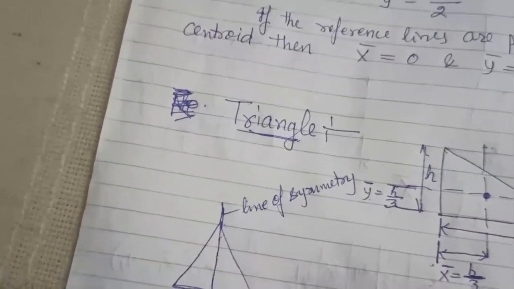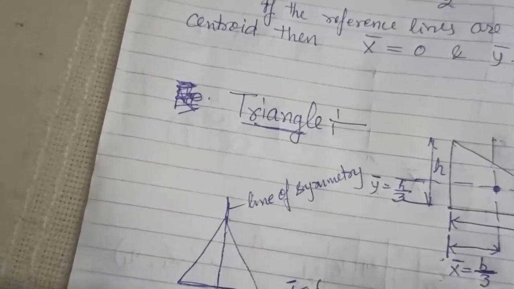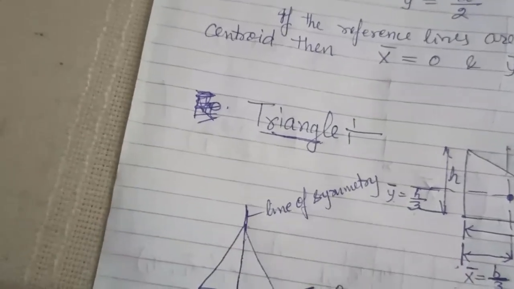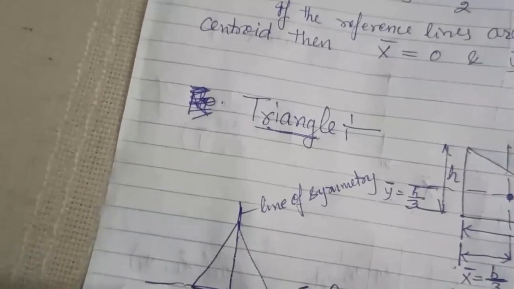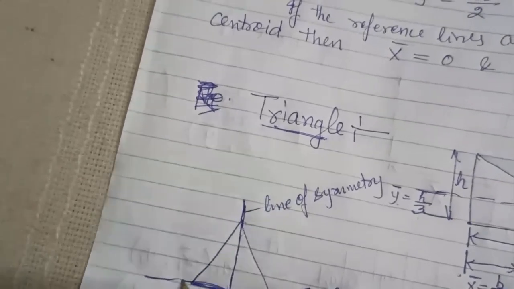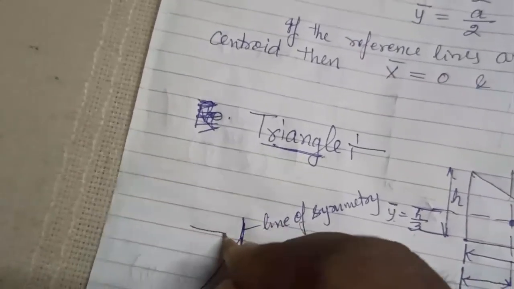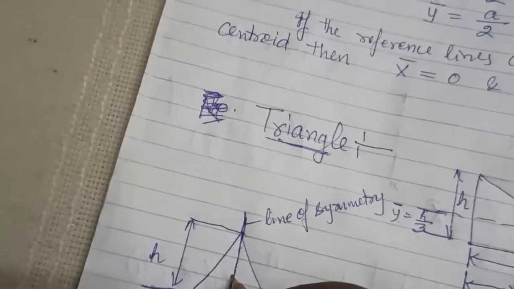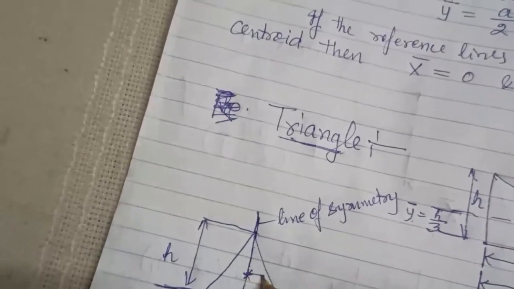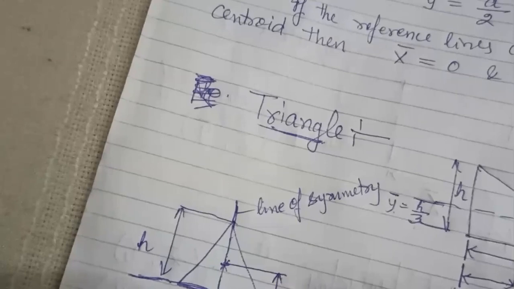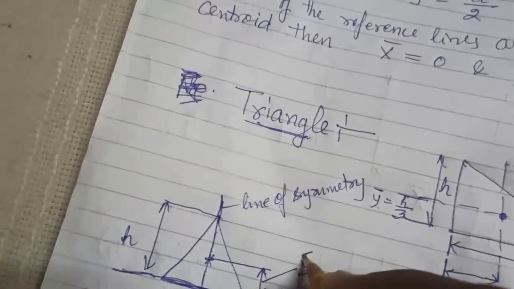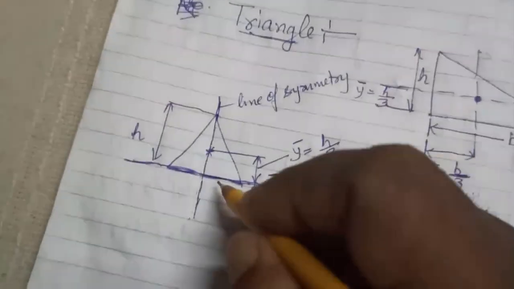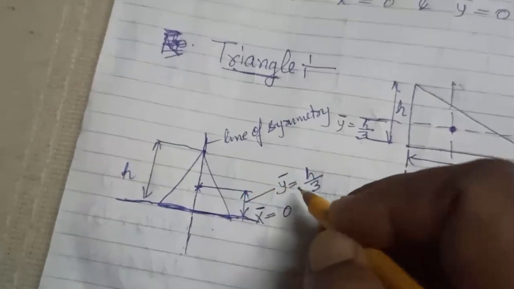So in this figure, x bar is equal to 0 because this is the reference line and the centroid is lying over this. The second reference line is taken here, and the total height of the triangle is h, and the centroid will lie here. From this, y bar is equal to h by 3. From this line, the centroid will be at h by 3.